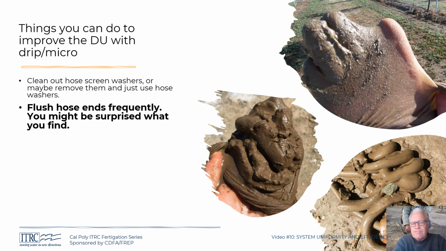Next one, flush the hose ends frequently. That means you have to have some kind of a gizmo like a figure 8 down at the ends where you can actually access them and flush them. These slides are not fake. These images are not fake. These are real observations that our teams have seen out in the field. Obviously, these hoses weren't being flushed very often. How's that?